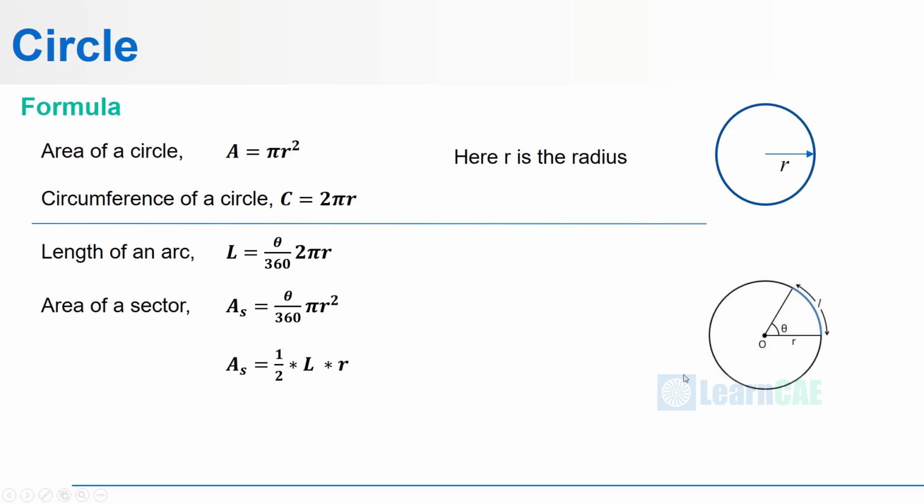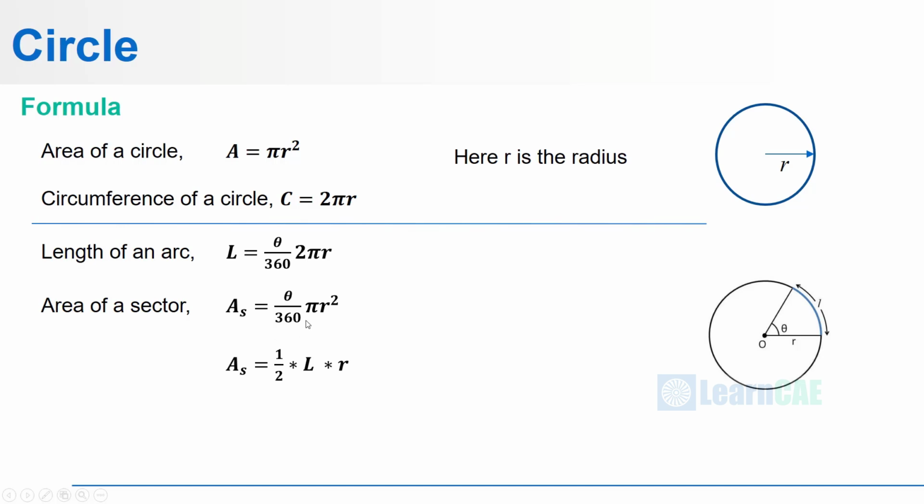Next we shall see the formulas. As you know, the area of the circle is given by pi r square and the circumference of a circle is 2 pi r. And the length of an arc is given by theta by 360 into 2 pi r. It is nothing but the portion of the arc length which is subtended by this angle. It is theta by 360 into 2 pi r, which is the circumference.